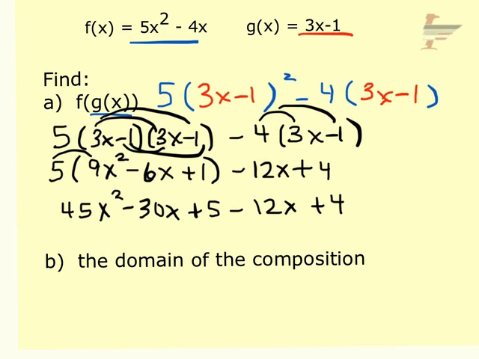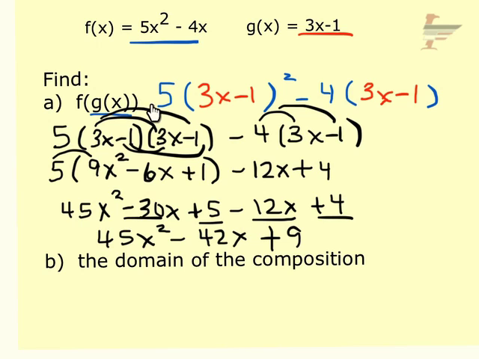And combine my like terms. So I have 45x squared minus 30, 42x, and plus 5 plus 4 is plus 9. And the domain of that composition, remember to look to your original, unsimplified. So here, I didn't have any fractions, I didn't have any roots, and no denominators. So my domain can be all real numbers.